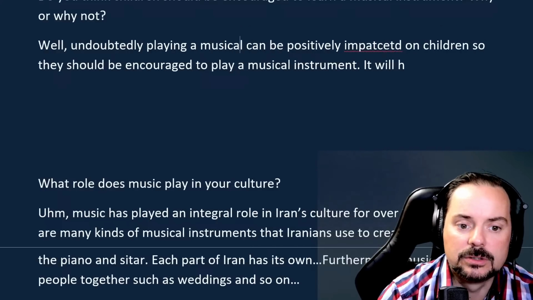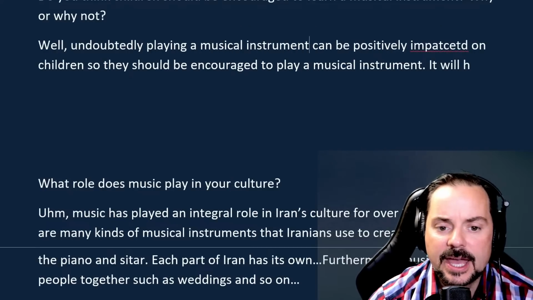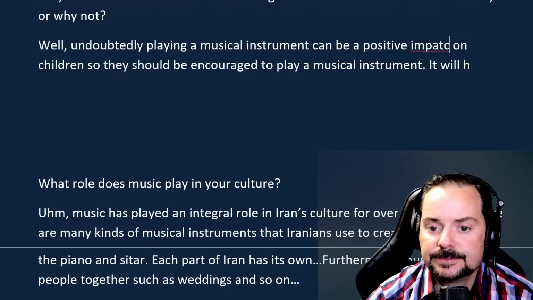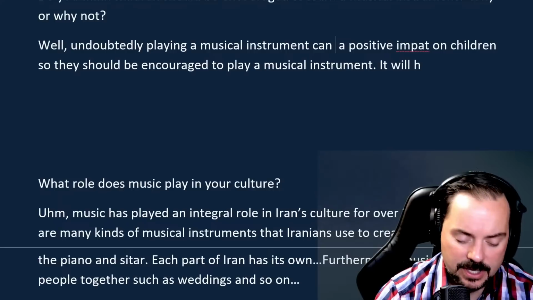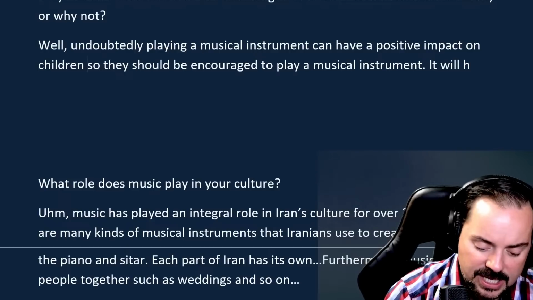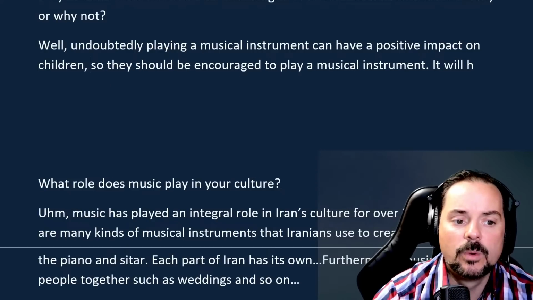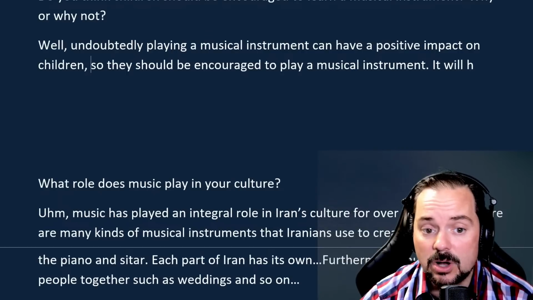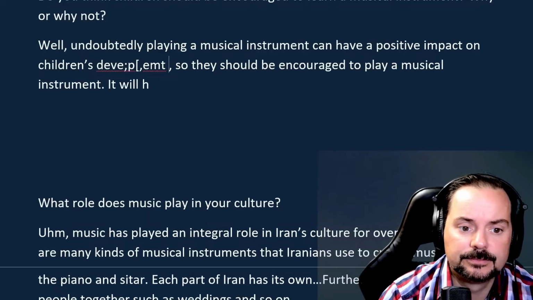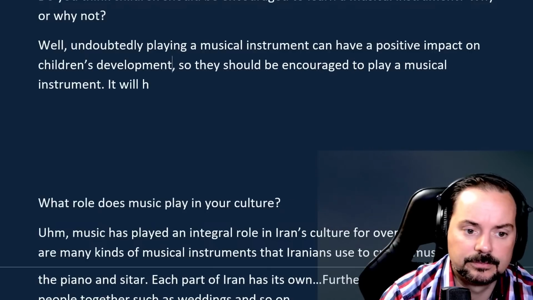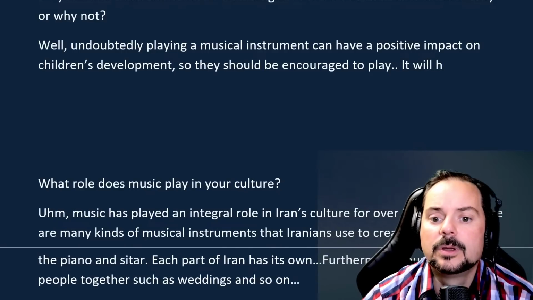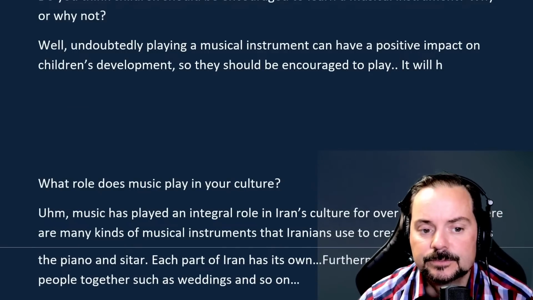playing a musical instrument can be a positive impact on children, or can have, is actually better, can have a positive impact on children. So they should be encouraged to play. Okay. Can you repeat that after me? Well, undoubtedly, playing a musical instrument can have a positive impact on children's development, so they should be encouraged to play. Yes, sir. Well, undoubtedly, playing a musical instrument can have a positive impact on children's development. Say they should be encouraged to play a musical instrument. So they should be encouraged to play.